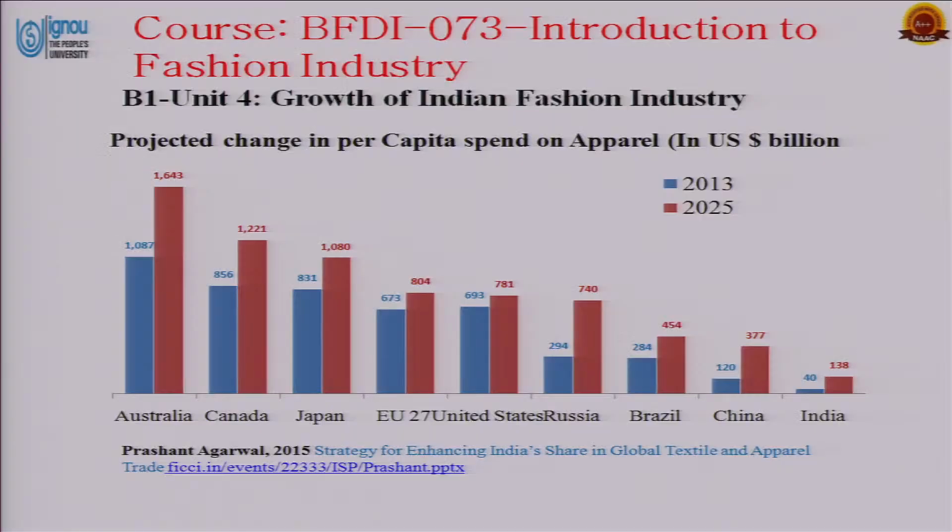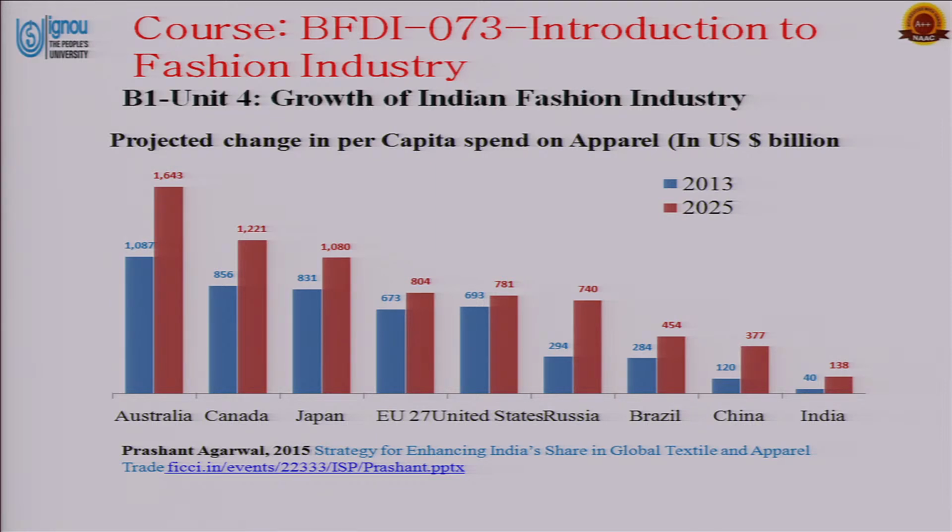Second point which we explain here is the growth of Indian fashion, projected change and per capita spend. In India, people spend 138. In comparison, if you see Australia, people spend 1643, that is in US dollars. That is per capita expenditure on the apparel sector, and India is very low.